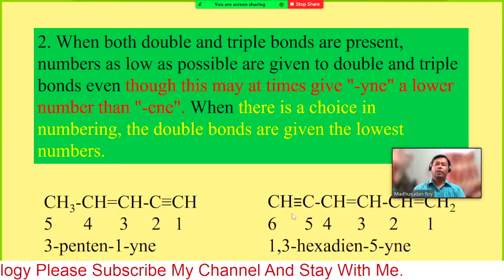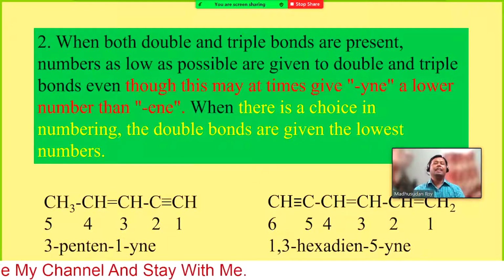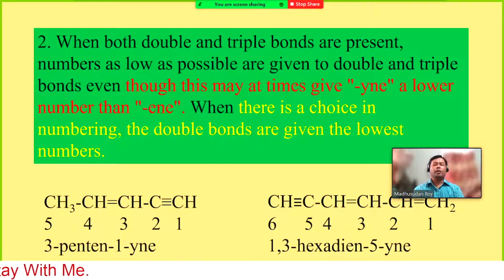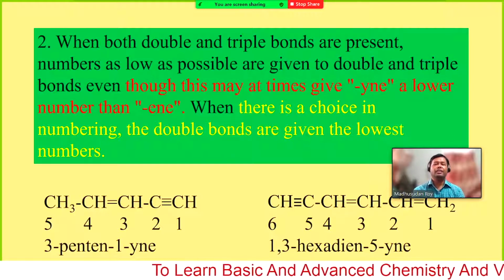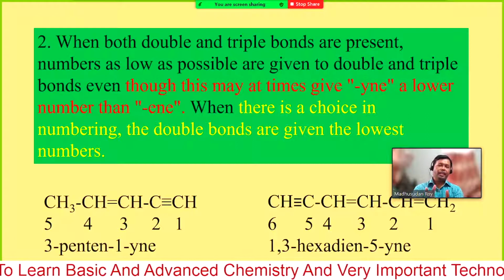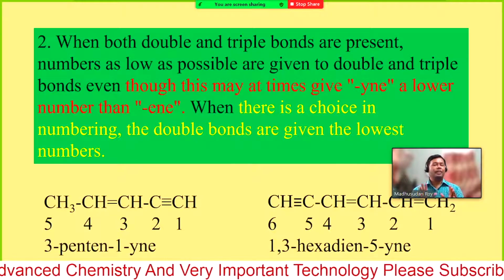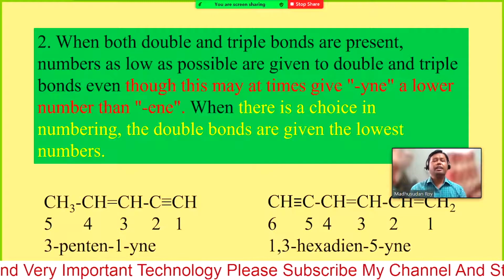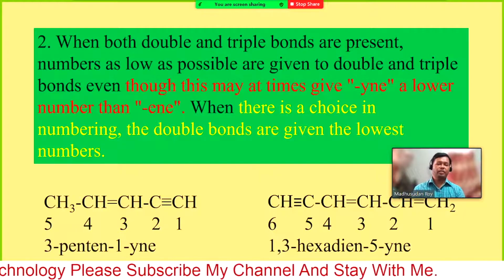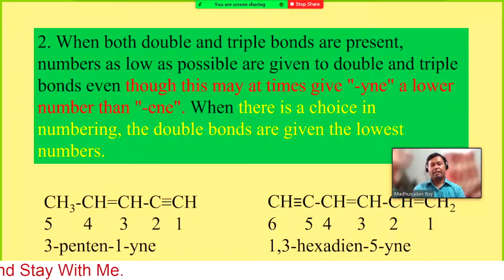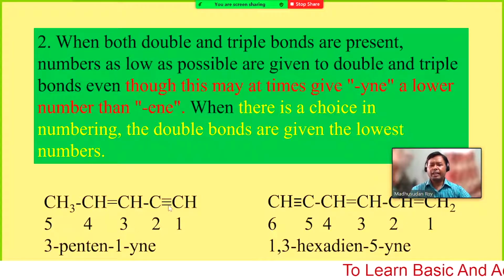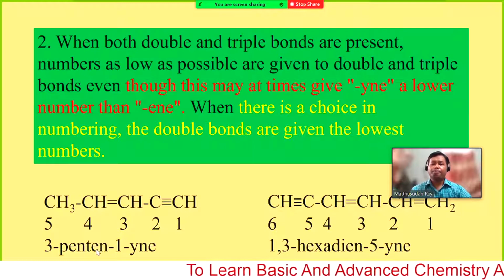Okay, for the next rule, when both double and triple bonds are present, that is a little bit confusing. If you have a compound including one double bond and one triple bond, or multiple double or triple bonds, it is a little bit difficult to consider what should be the parent compound. Here we have two different rules, but I think I have some idea. If you have multiple bonds, you should consider one as the parent compound, and here you can see the name pentene-yne.